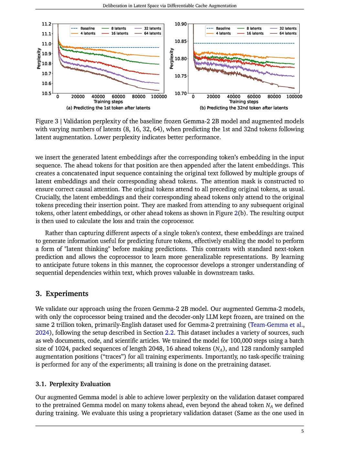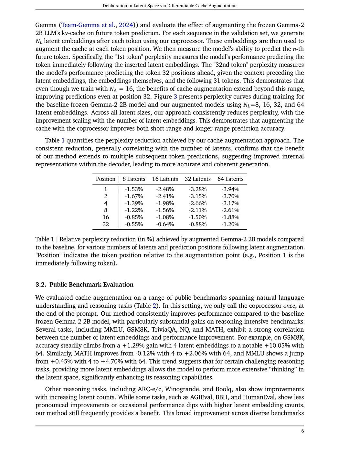Our method demonstrated significant performance improvements over the baseline frozen Gemma 2-2B model on various reasoning tasks. For instance, we achieved a 10.05% accuracy increase on the GSM-8K dataset and a 70% improvement on the MMLU benchmark when augmenting the model with 64 latent embeddings.